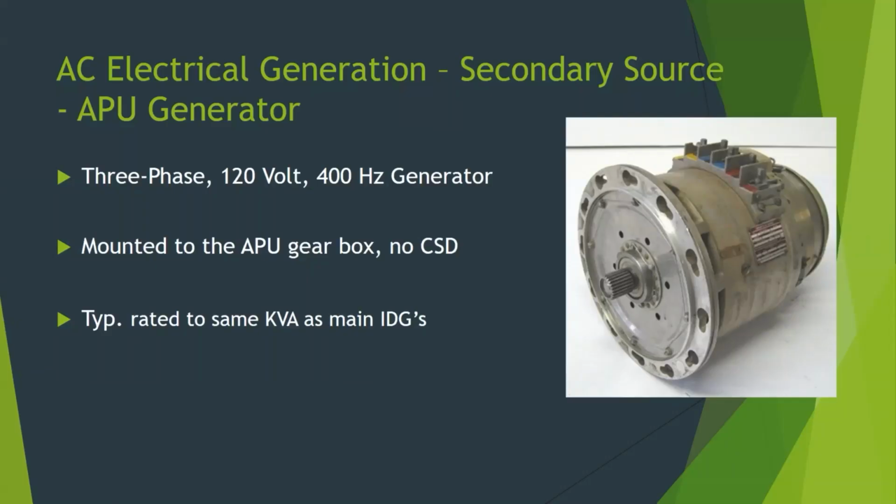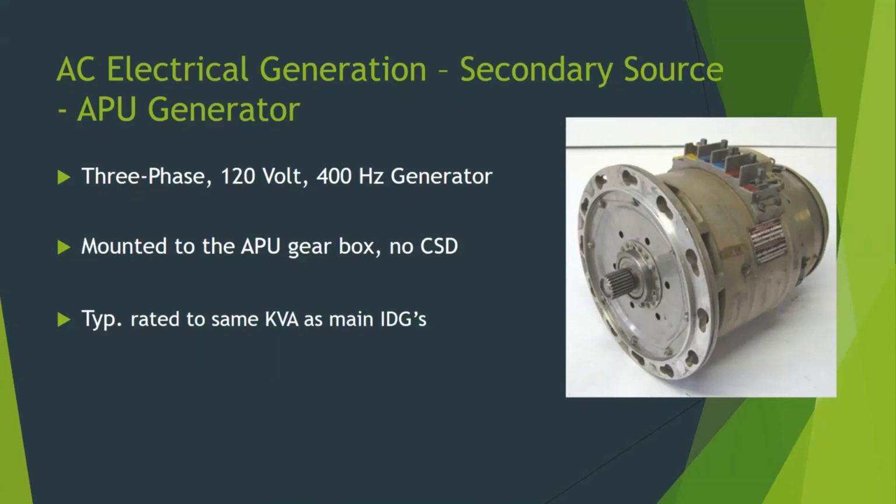This video is the final section on transport category aircraft electrical systems. And today I'm going to talk about secondary electrical sources as well as backup and emergency sources. Earlier we talked about engines being the primary source. So when a transport aircraft is in flight, it's going to look for power from an engine generator first.